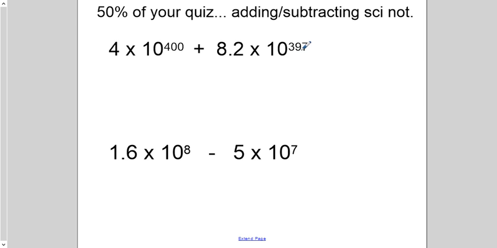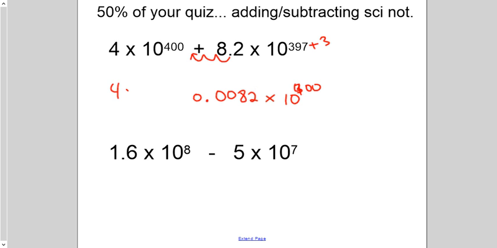This is 400, this is 397. So add what you need to on the smaller exponent, and then however many you had to increase it by, we're going to slide that decimal over to the left. However many that we had to increase by. Since we had by 3, we're going to move it over 3 times. So it's going to be 0.0082 times 10 to the 400th power now.